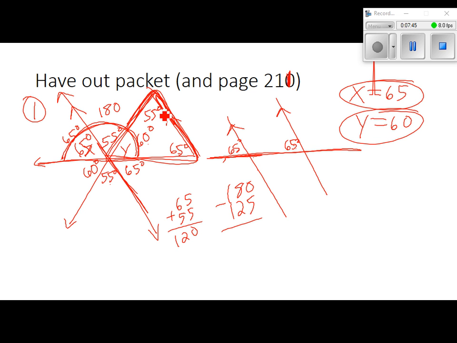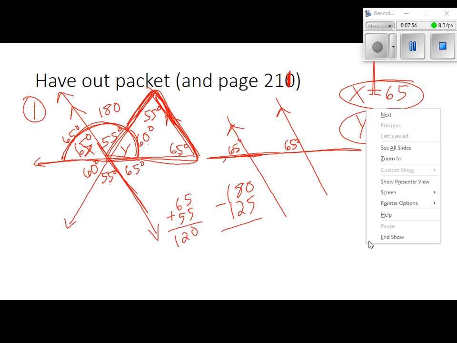Did we find every angle in that picture? Need to let it sink in. Next question, the last one on that page. Number 5, the last one on the back page.